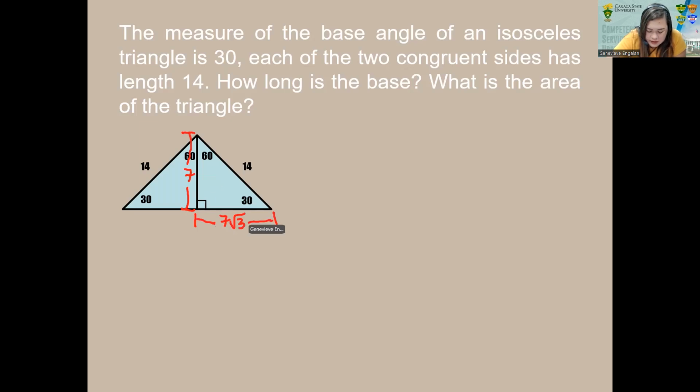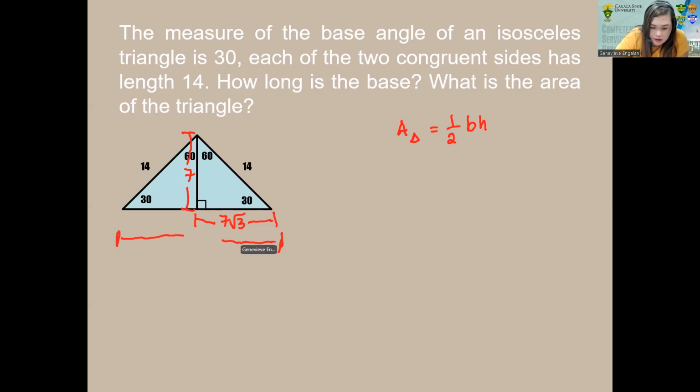Okay, what is the formula for the area of a triangle? 1/2 times base times height. Okay, 1/2 times base times height. So what is the base here? The base is from here, 7 square root of 3. So what is the total?